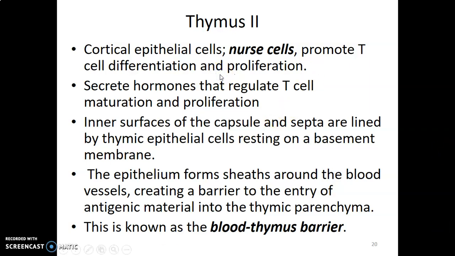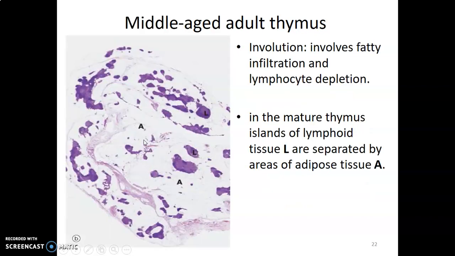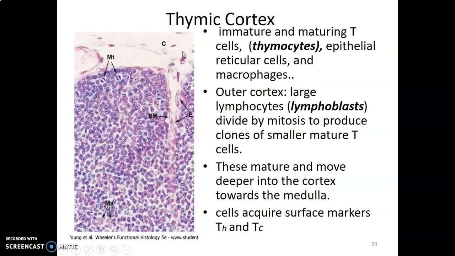This is an infant thymus. Its capsule sends in septa to divide the gland into lobules. Each lobule has an outer dark staining, highly cellular cortex and an inner light staining, less cellular medulla. And these connective tissue septa have the neurovascular structures around them. Then this is a middle-aged adult thymus. You can appreciate the involution. The cells have been depleted and replaced by adipose tissue.